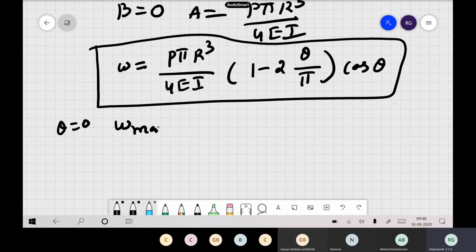So W max. Okay, so you substitute here in this expression. So cos 0 is anyway 1, so this goes away. So your expression will be P pi R cube by 4 EI. So this is the maximum deflection you followed, right, for a circular arch using our Bresse's equation.